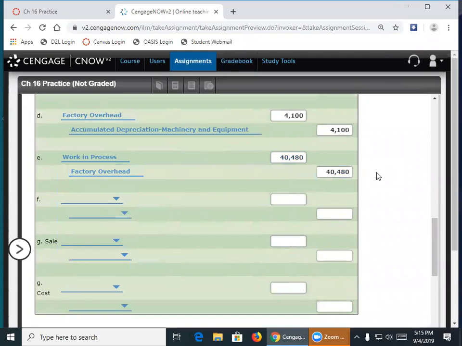Then comes the really fun part. I mean, that's been not too bad, right? F says jobs completed 101, 102, 103, and 105. Well, we have to add up all the costs of all those jobs: material, factory labor, and machine.